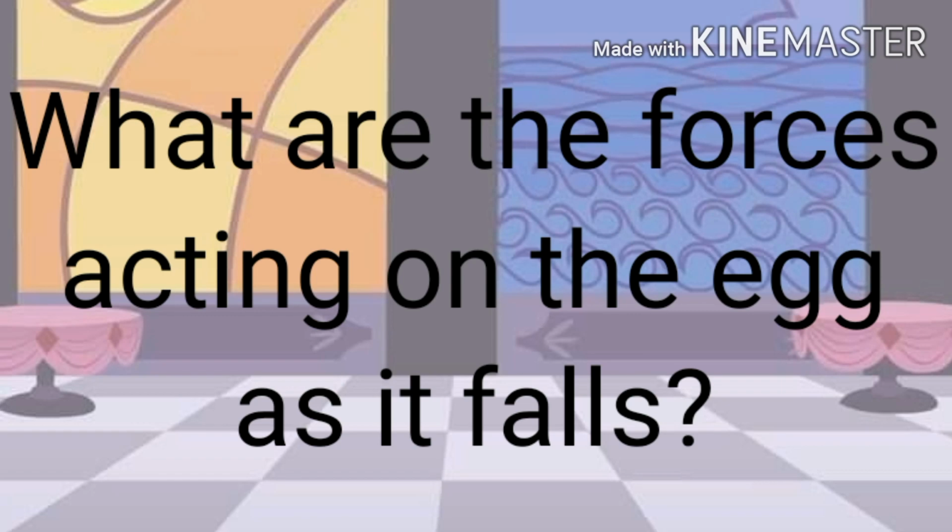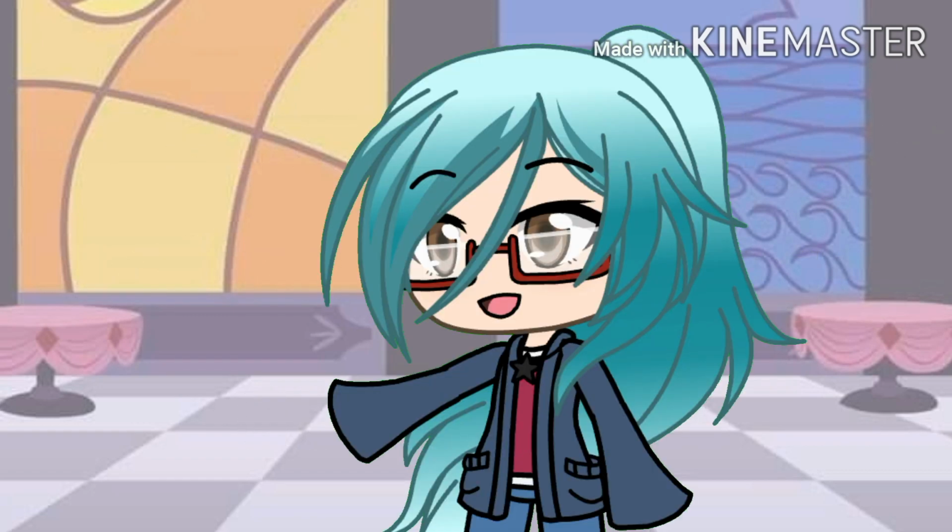First question. What are the forces acting on the egg as it falls? The answer to that question is the egg drop illustrates the transfer of potential and kinetic energy. The potential energy from the egg transfers into kinetic energy. An object at rest stays at rest until acted upon by an outside force.